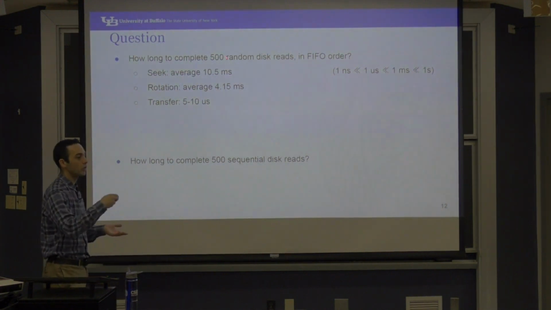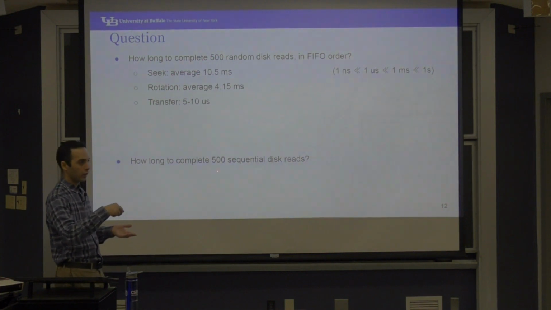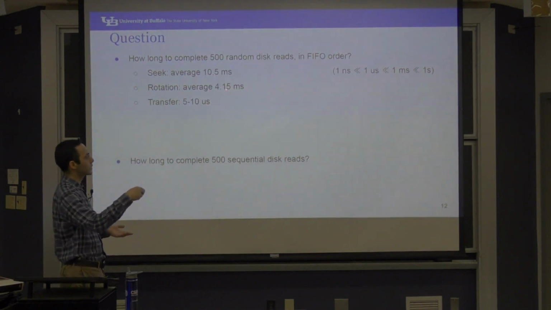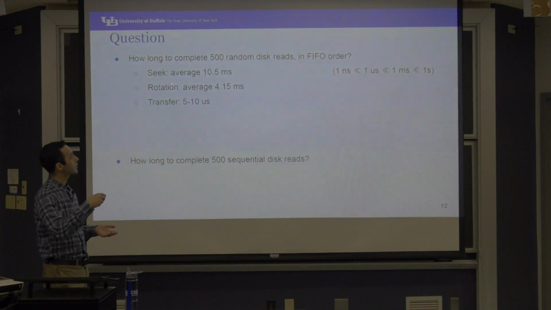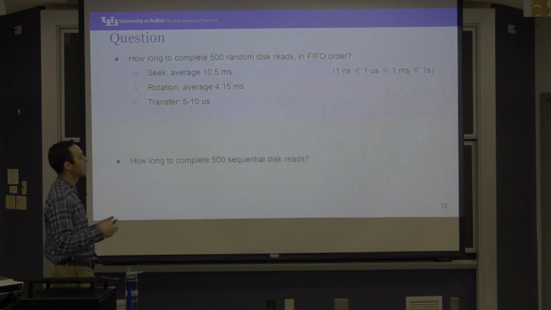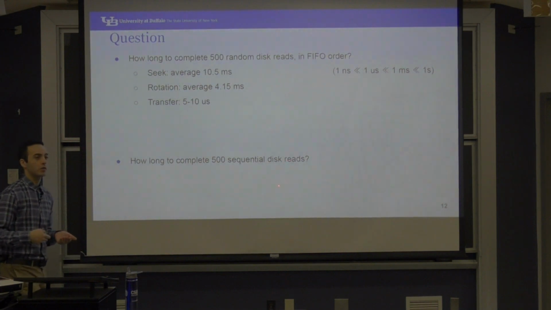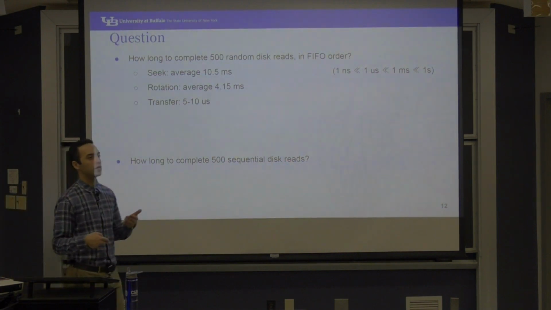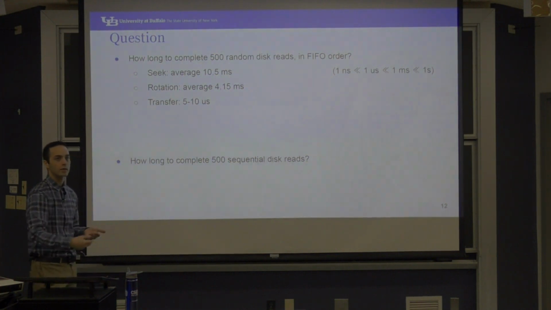So you have to seek again, you have to rotate again, and you have to read again. And again, for the next sector, you do this and this and this. So for this one, you basically have to seek, rotate, and then transfer for every sector, 500 times. How about sequential disk reads? Sequential disk reads means when you get to the first sector, the next sector doesn't need seek time or rotation time. It's just like, after that, right?